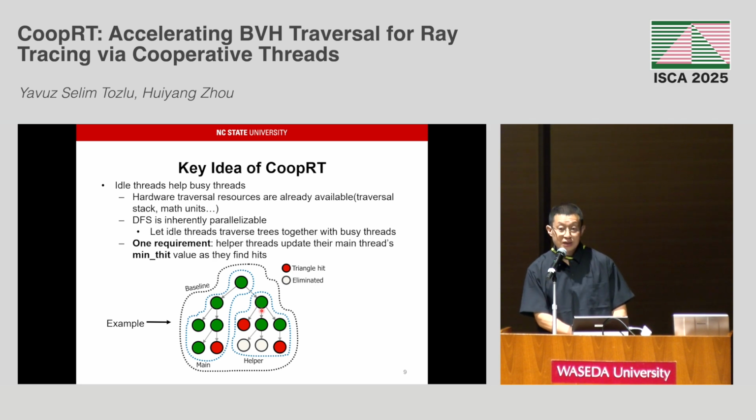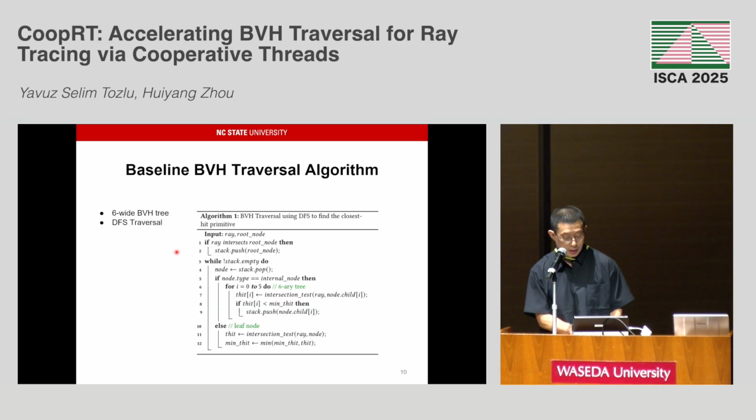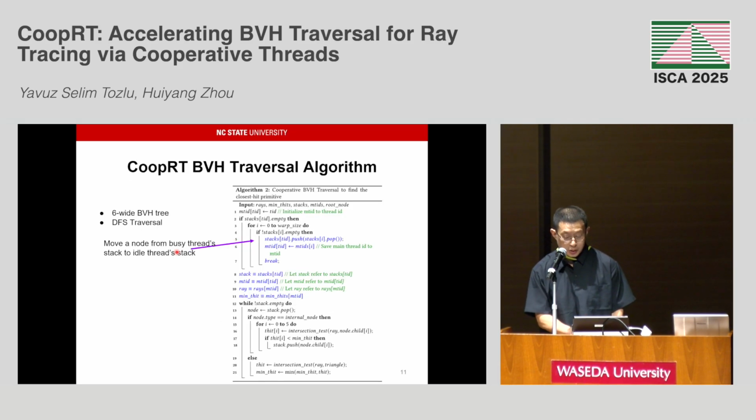The only thing that you need to be careful about is that we want to find the closest hit, that's the requirement for path tracing. As a result, all these helper threads need to update the same closest hit value. That variable is called the min t hit value. As long as we can do that, this parallelization would be valid, so the correctness would not be affected. And that's basically what I just described in terms of the algorithm. The details we can probably quickly skip.